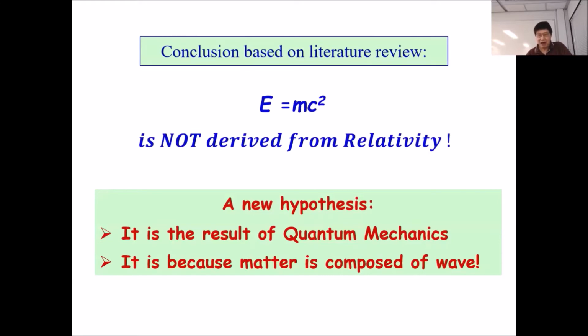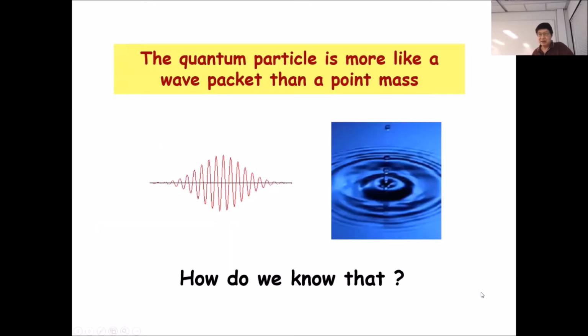So our new hypothesis is that this E=mc² relation is really due to quantum mechanics. It's the result of quantum mechanics, and also because matter is composed of waves. Now, let's examine if this makes sense or not. The first thing we need to remember is that in quantum mechanics, the quantum particle is more like a wave packet than a point mass.